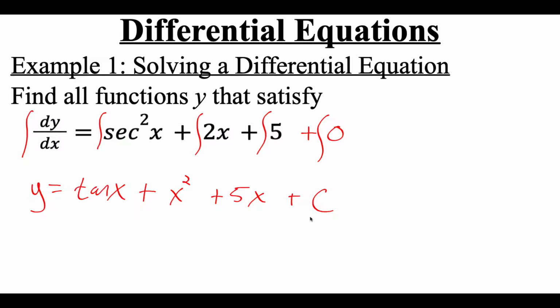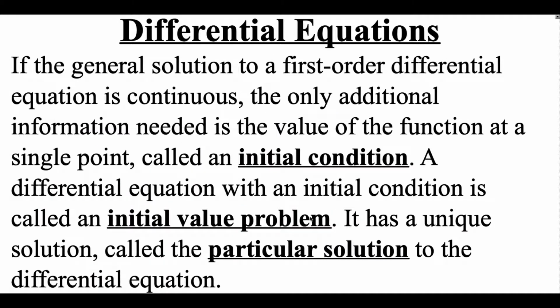We can find unique solutions to a differential equation, but we need a little bit more information in order to do that. So if the general solution to a first-order differential equation is continuous, the only additional information we need in order to find a unique solution is a single point. And we're going to call that point an initial condition. So a differential equation with an initial condition given to you is called an initial value problem. And it has a unique solution, and we call those particular solutions to the differential equation.